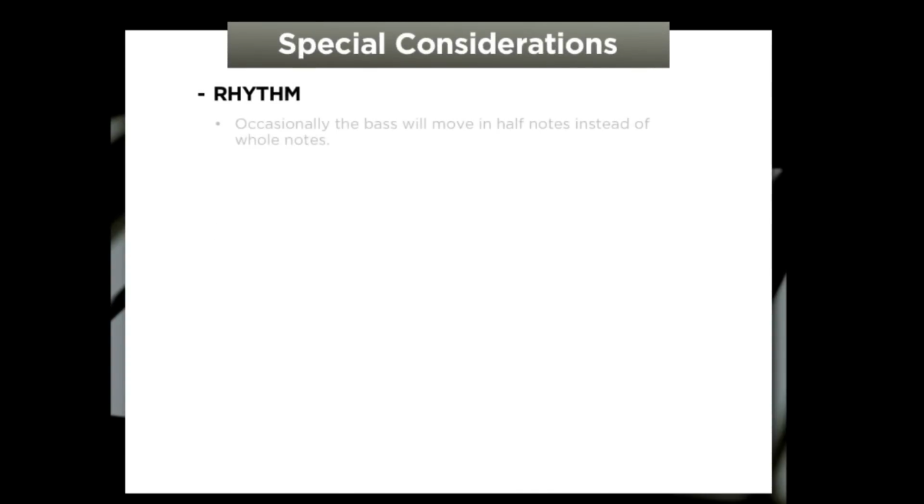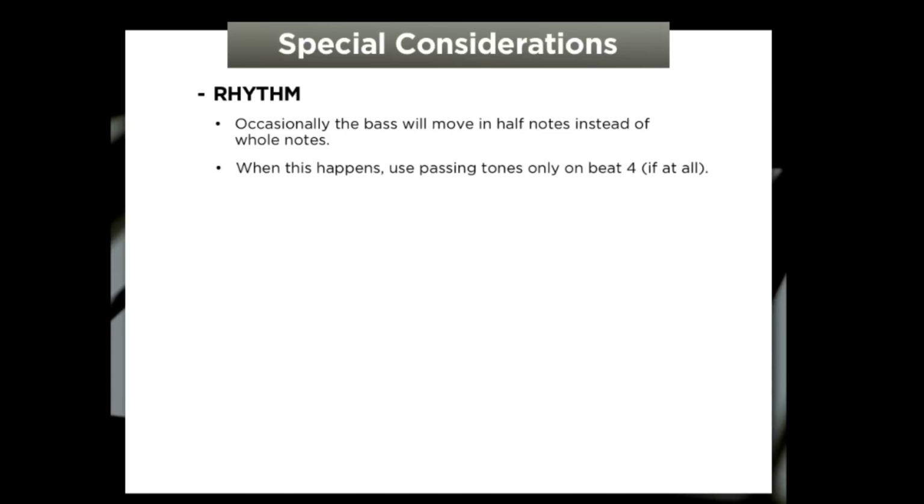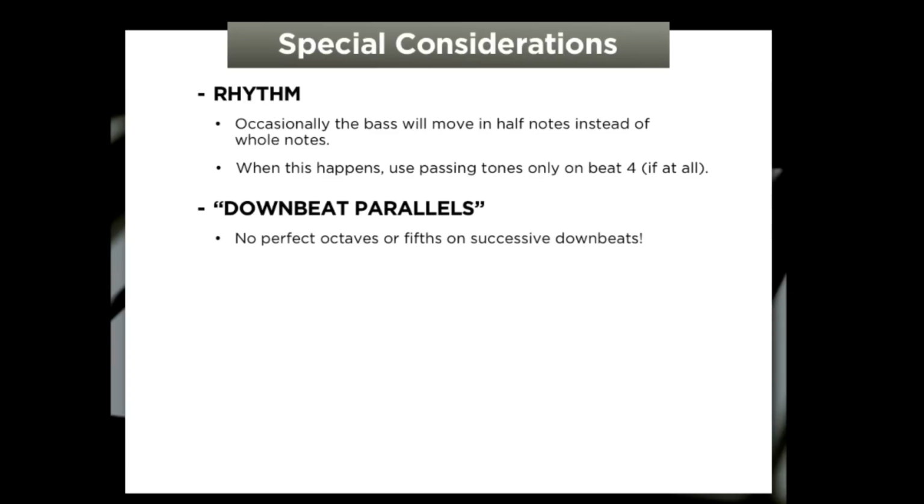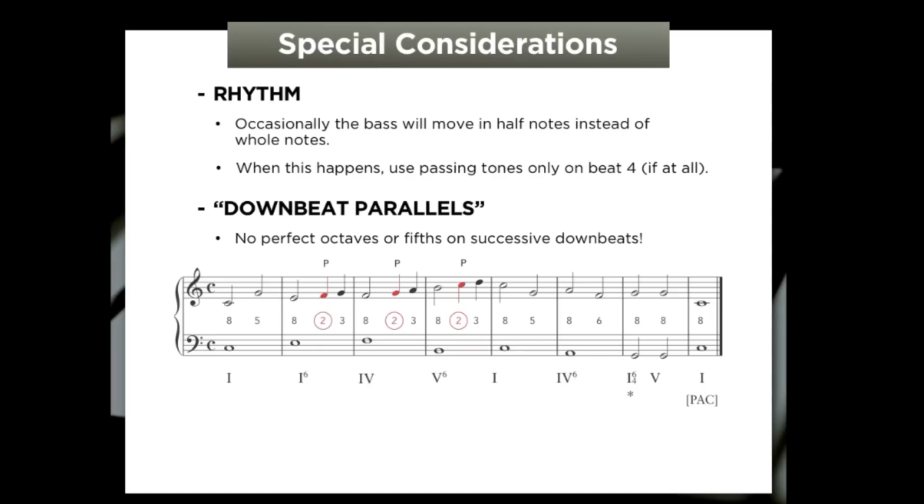So there's a couple special considerations. With rhythm, the bass lines I give you may occasionally move in half notes instead of whole notes. So when this happens, use a passing tone only on the 4th quarter note of the bar, or not at all. We have to now consider something I'm calling downbeat parallels. Just as we have to avoid parallel perfect fifths and octaves in counterpoint in general, we also want to avoid consecutive perfect fifths and octaves on consecutive downbeats.